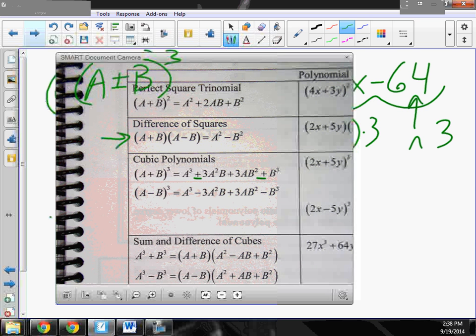If it's a perfect cube, yes. So a to the third, the second one is a squared, the third one is a, and the last one has no a in it at all. Okay? And then the first one has no b, the second one has b, the third one has b squared, and the fourth one has b to the third. And then the two middle terms are triples.